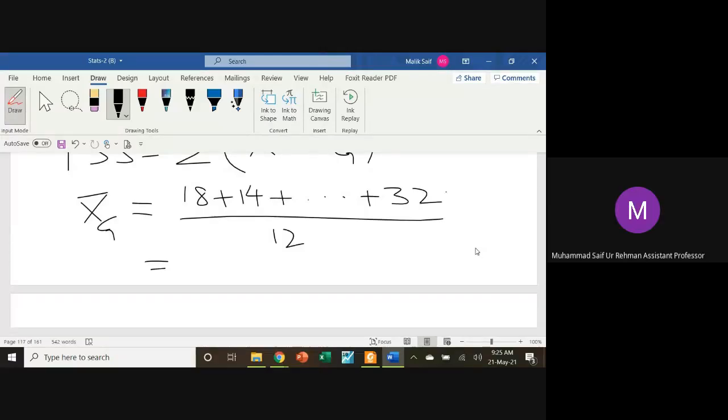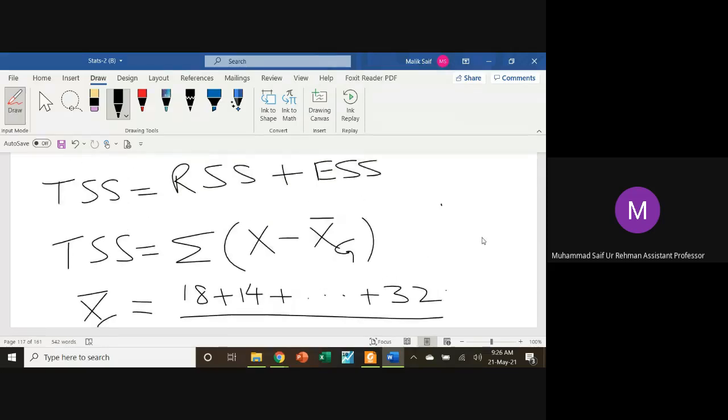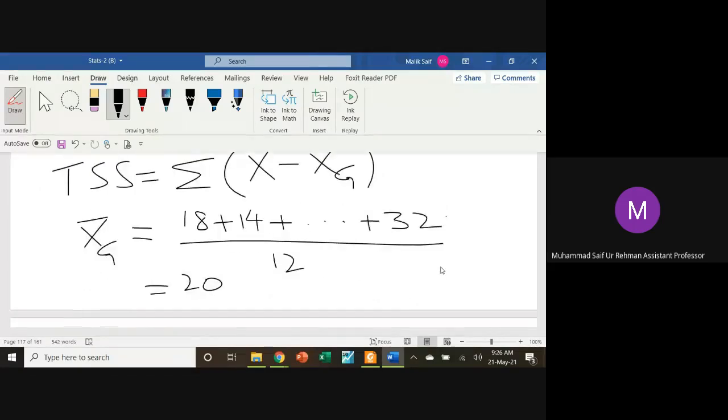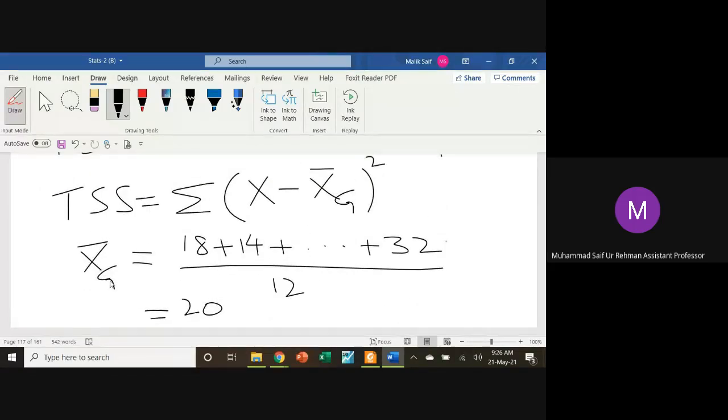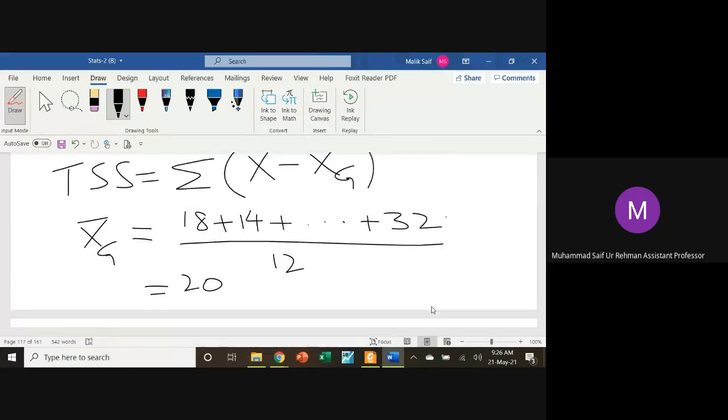Okay, so see, the answer is 20. This is the average. When you add all these values and divide by 12, you will have 20 as your answer. Fine. And see, there is a square on this: sum of squared deviations. So now, first of all, you have found x g, the grand mean or grand average.